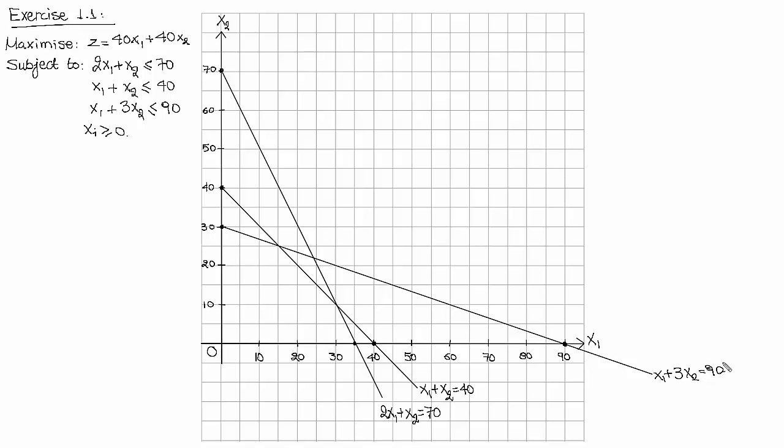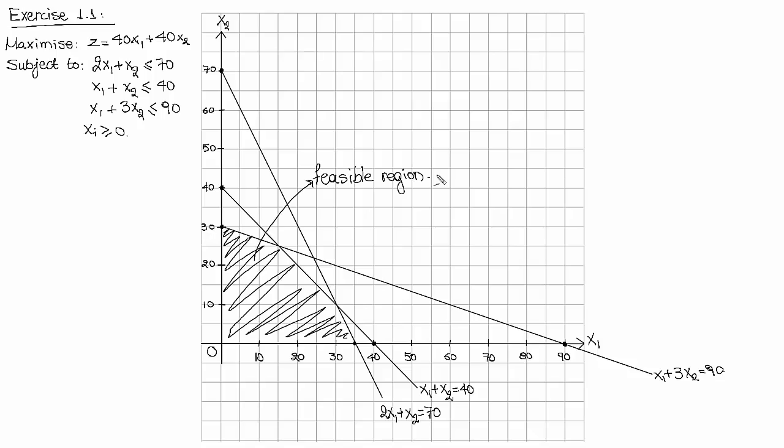Now the feasible region is the area of the graph that is less than or equal to all of these three lines, but also we want x1 and x2 to be greater than or equal to 0, which means that our feasible region is this area. So this is the feasible region. Now, the next step is to draw some level sets.